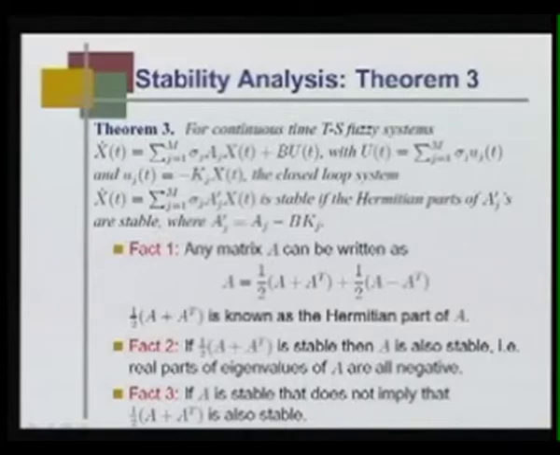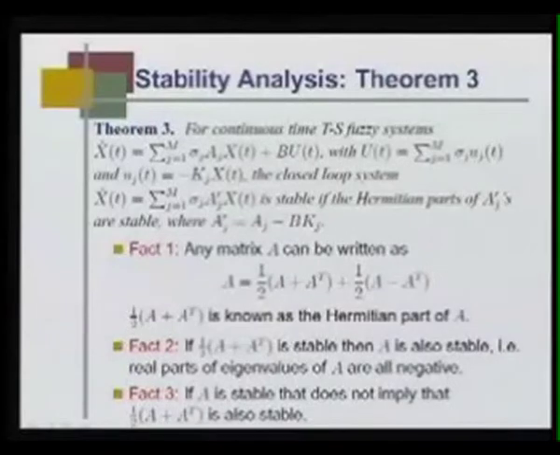Okay. Stability analysis, theorem 3. Earlier we talked about discrete time, now we will be talking about continuous time. For continuous time TS fuzzy systems, x dot t is this quantity, which is our TS fuzzy model. This is our normal fuzzy model, again with the control action u(t) equal to sigma j u_j(t), and u_j(t) is minus K_j x(t). The closed loop system x dot t is stable if the Hermitian parts of A_zs are stable, where A_zs is A_j minus B K_j.